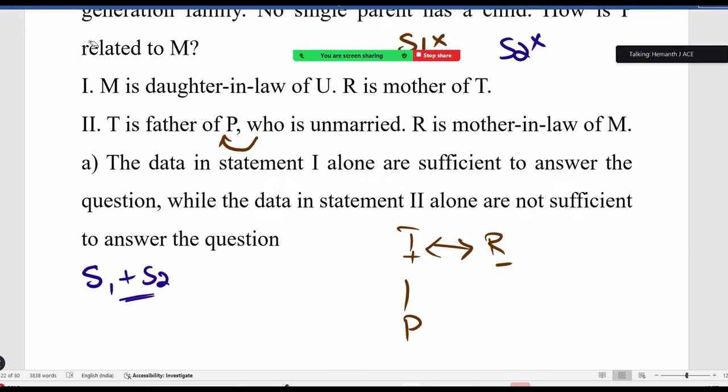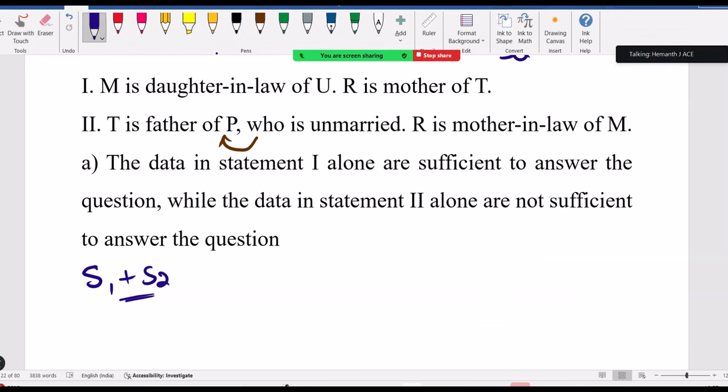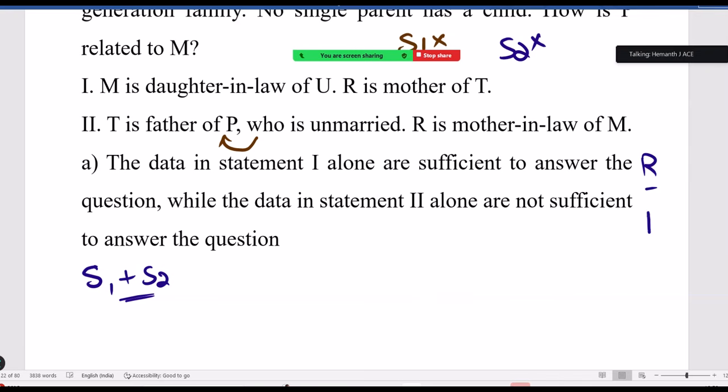R is mother of T. We know from the second statement T is father of P, and straightforwardly R is mother of T. Okay, R is mother of T. T is father of P. T is unmarried. R is mother-in-law of M. R is mother-in-law of M means, okay.